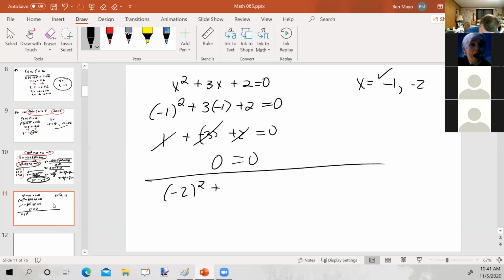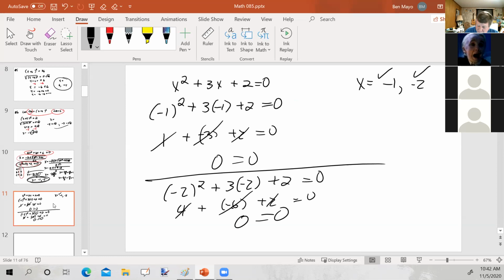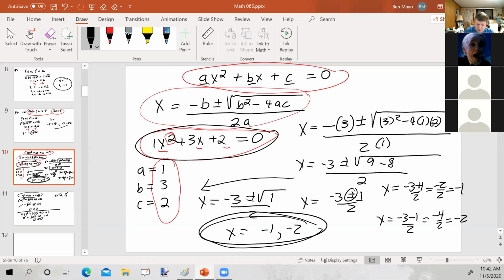Let's check -2. -2, the quantity squared, plus 3 times -2 plus 2 is 0. -2, the quantity squared, is 4. 4 plus -6 plus 2. 4 plus 2 is 6, minus 6 is 0, 0 equals 0. So both solutions check. So we've taken this second degree equation and solved it using the quadratic formula. Any questions before we go on to another example? All righty.